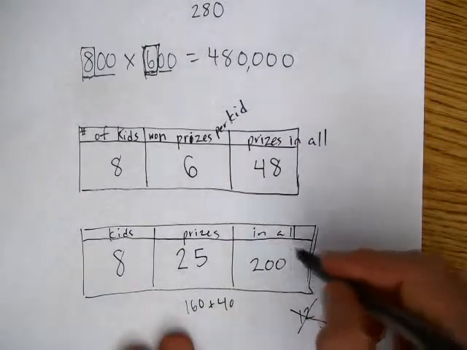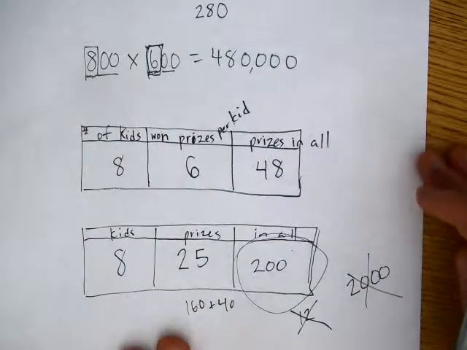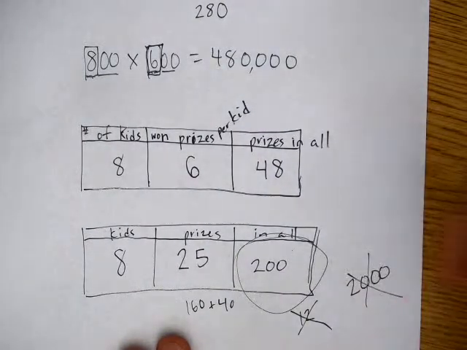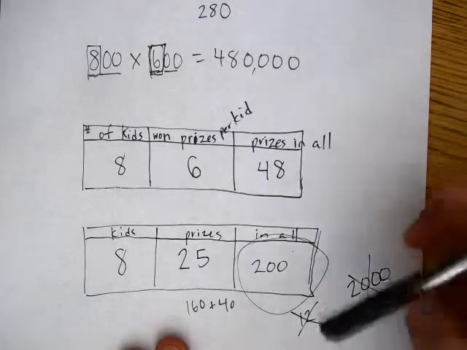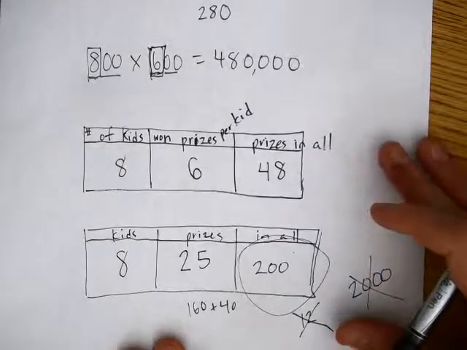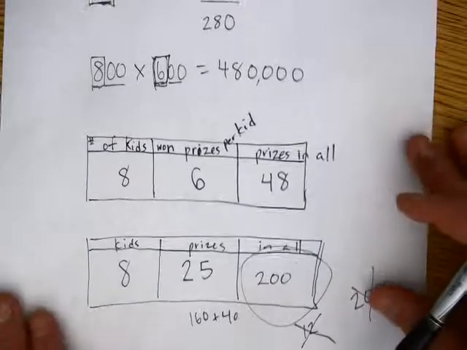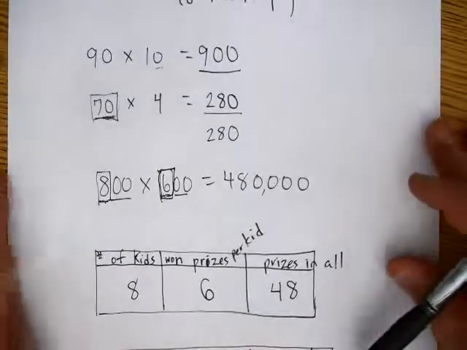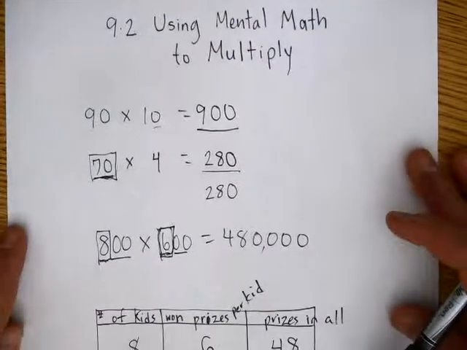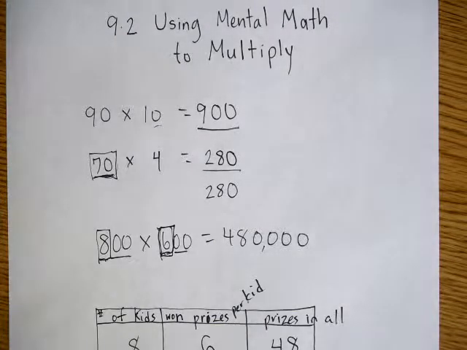A reasonable estimate is something that's going to get them in the ballpark. We want kids to get in the general area of the actual answer. That's something we're also going to be working with in this unit. So this is lesson 9.2, using mental math to multiply, for grade 3 Everyday Math.